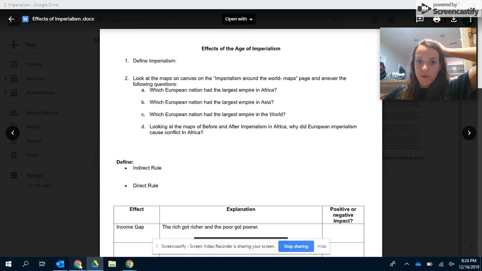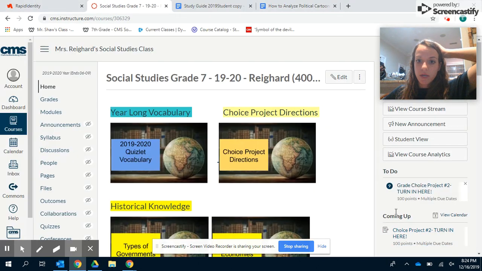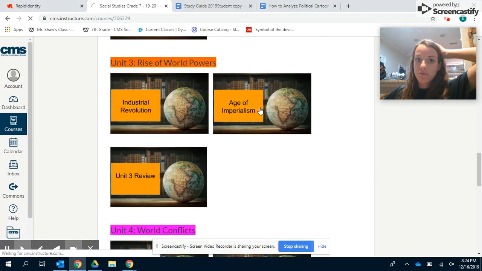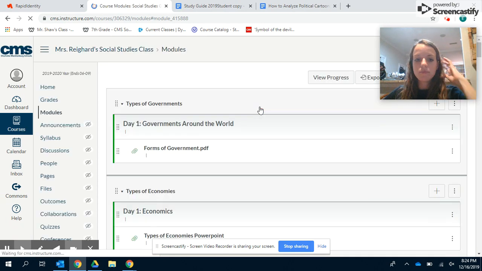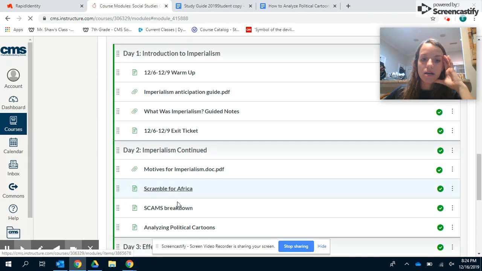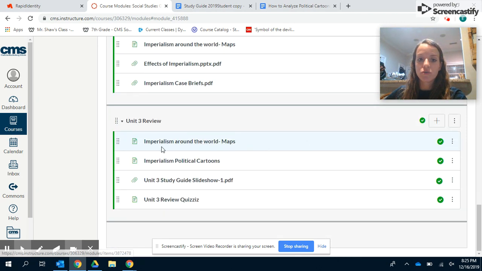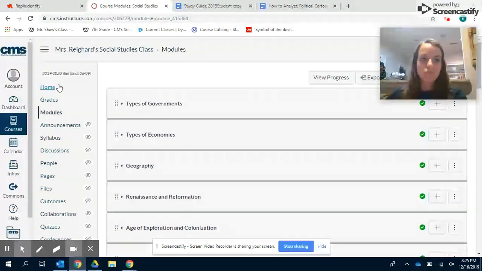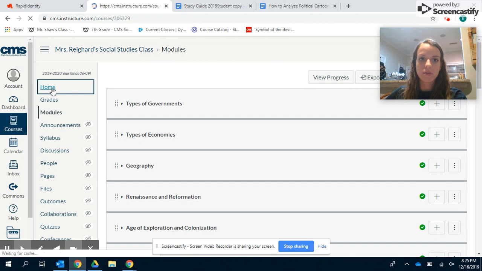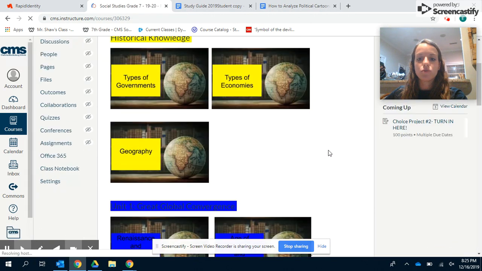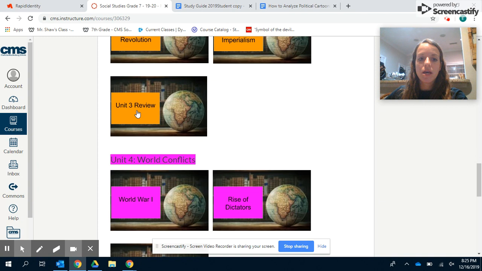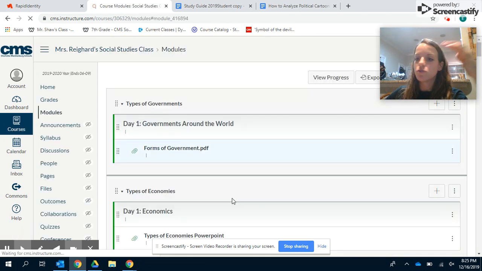So that information, when you get to Canvas, is in the Age of Imperialism box, and it's the effects of imperialism PowerPoint right here. So you'll go there to finish that. When you're done with that, you can just scroll down, just so that you're getting used to it, since it's what we usually do, to the Unit 3 review box. And you need to press on the first link. You'll just go through these in order.